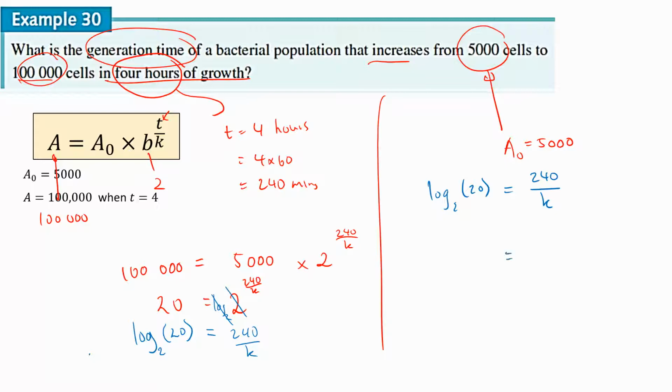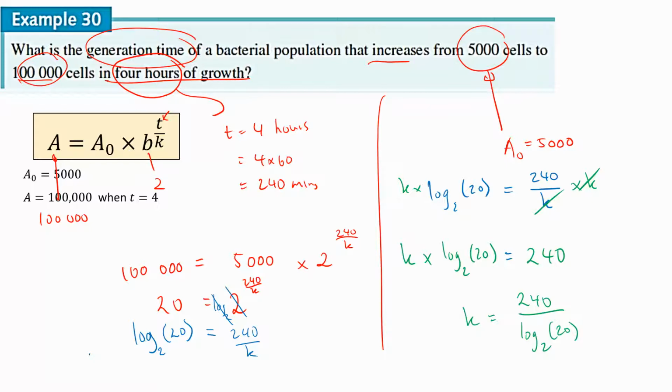So if I times k to both sides, I'm going to write in green so you can see. Times k, times k. Now I know the k's will cancel out. I got 240 equals k times log base 2 of 20. And right there, how do I get rid of times log base 2 of 20? Divide, because the opposite of times is divide. So if I divide both sides by log base 2 of 20, k is equal to 240 divided by log base 2 of 20.